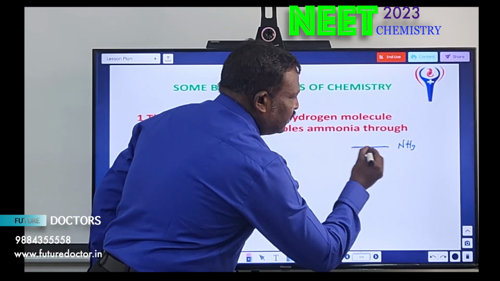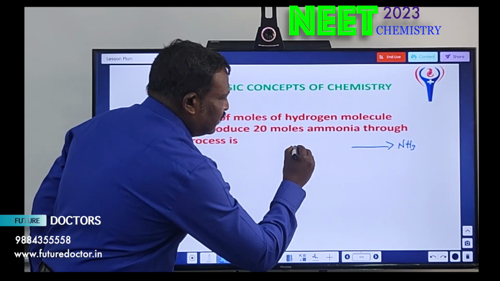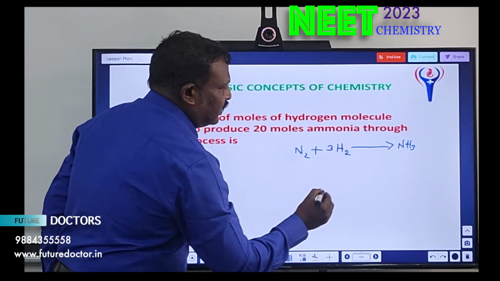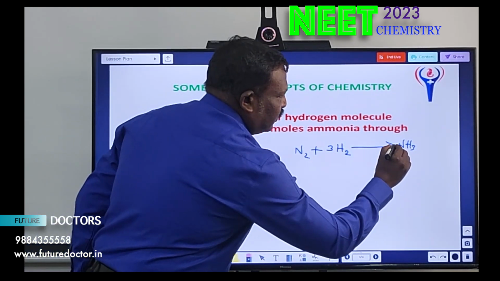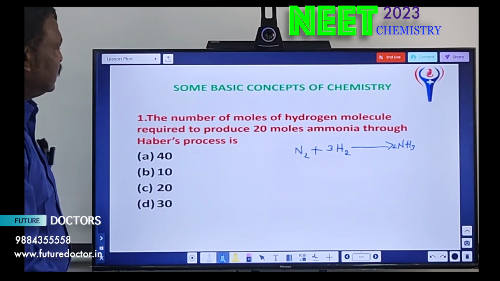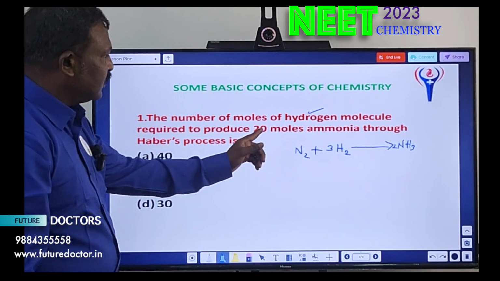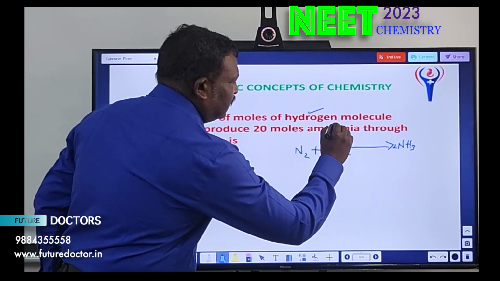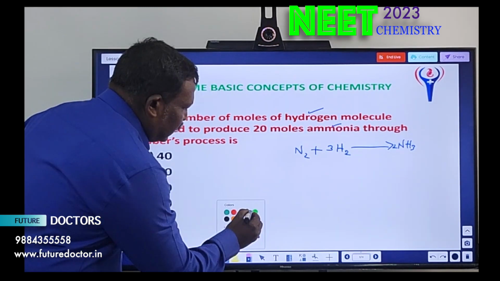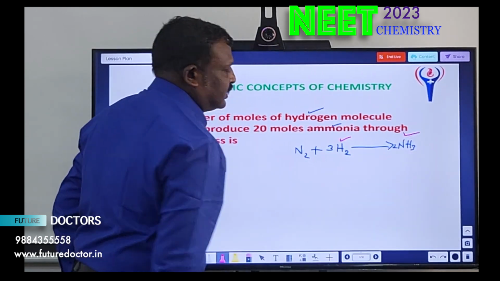How is it formed? It is formed from nitrogen and hydrogen. These are the raw materials to produce ammonia. So N2 means you put 2 here. Now see, the number of moles of hydrogen required to produce 20 moles of ammonia. You just compare these 2 molecules only. Don't worry about the other one. Hydrogen and ammonia, just compare these.